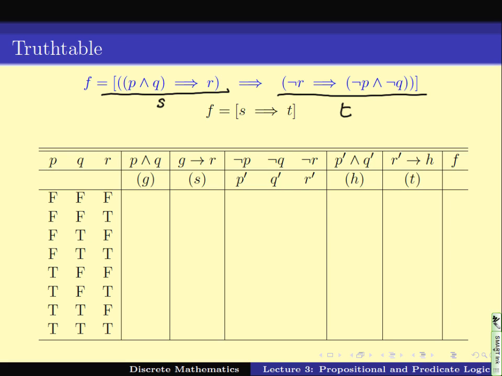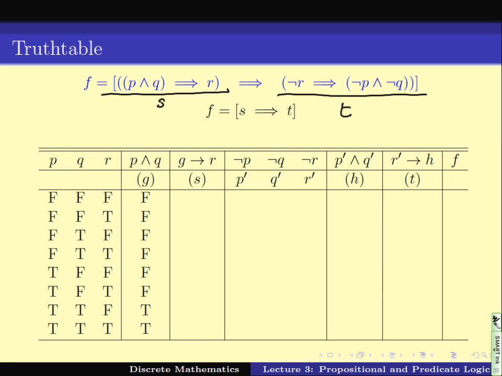Now, to evaluate S, I have to have P and Q implies R. So I first have to evaluate what is P and Q, and then I have to go for P and Q implies R. So here are the first few steps. P and Q follows the truth table of AND. So that means if both of them are false, it is false. If one of them is false, it's also false. And only when both P and Q are true, it evaluates true.